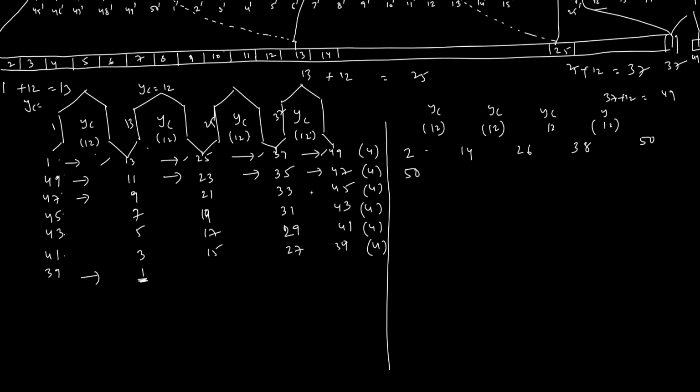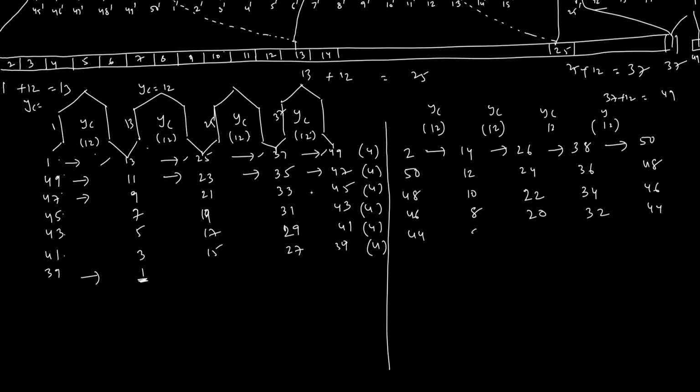Then we'll start from 50. 50 plus 12 is 62, minus 50, again it will be 12. So 12 plus 12 is 24, 36, and this is 48. Then 48 plus 12 is 60, minus 50, it is 10. So just reduce 2: 22, 34, this is 46. So 46, 8, 20, 32 and 44.